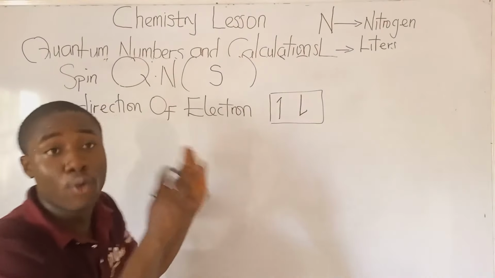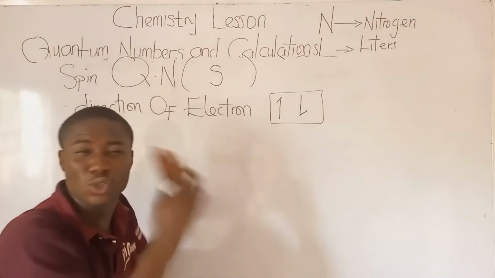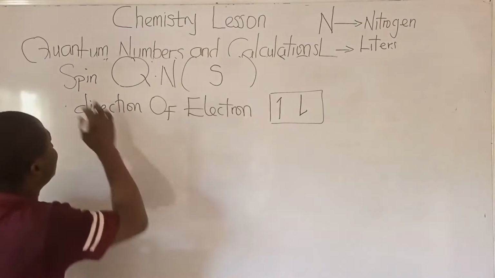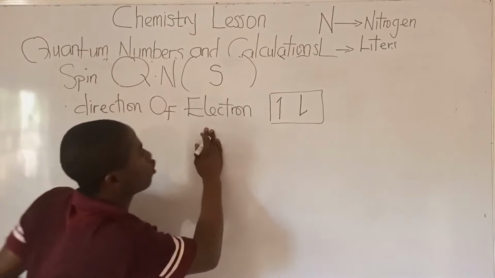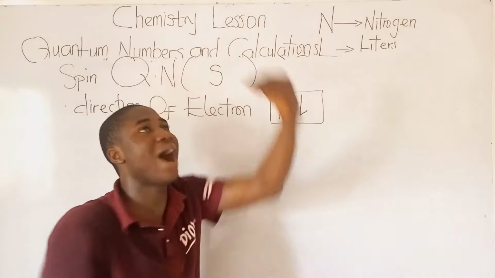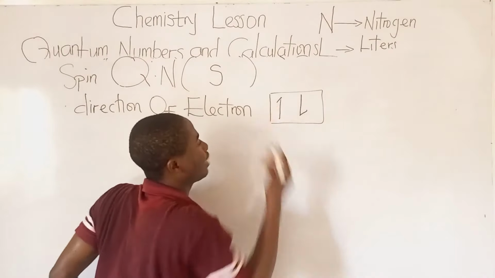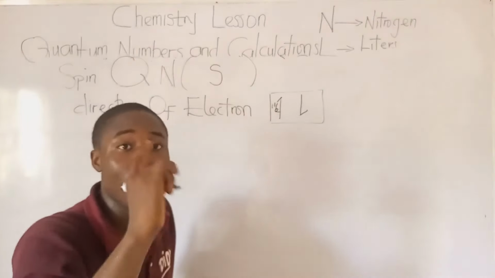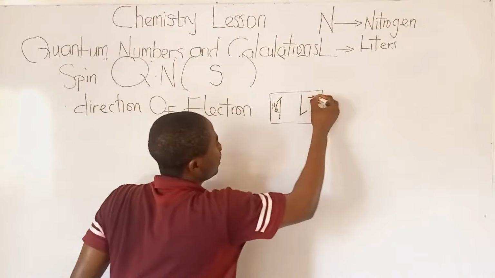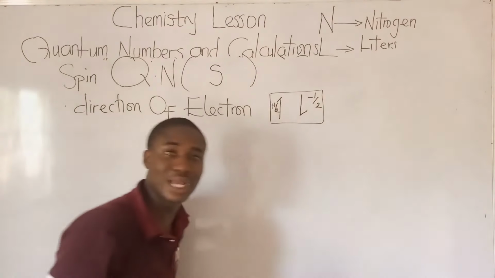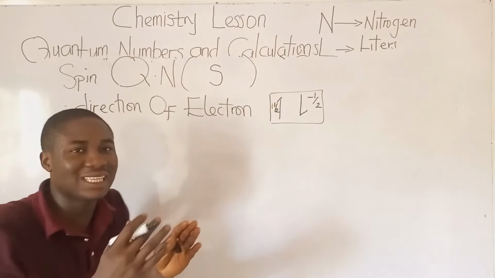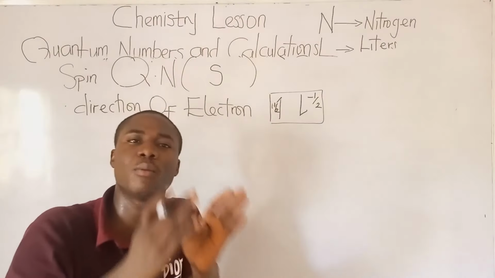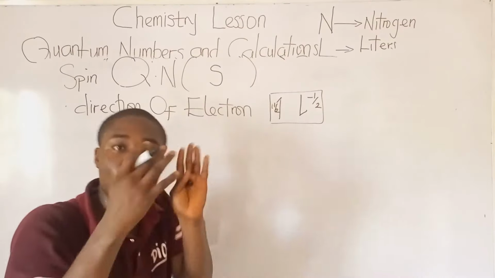It's controlled by a rule called the Pauli's exclusion principle, but I'm not discussing that right now. We should just take note that the spin quantum number describes the direction of the electron in an orbital, either clockwise or anti-clockwise. One electron going up takes a positive sign, which is 1 over 2, and the other coming down is minus 1 over 2. So that's how it works. But all that matters here is that we are able to solve practice questions when we see them, and that is what I'll be focusing on after this concept.